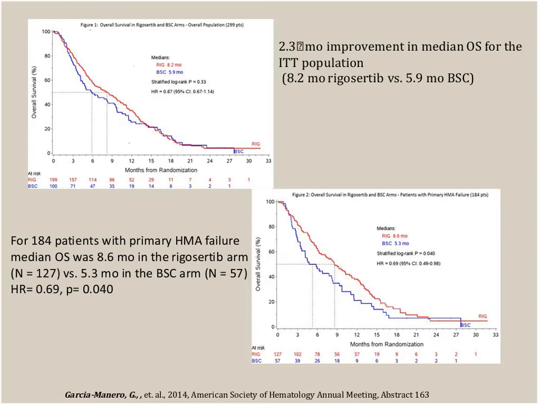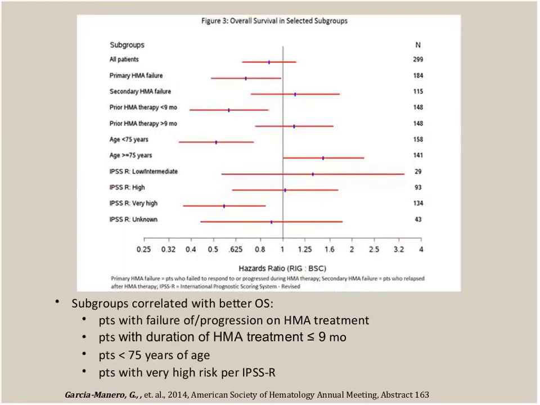Here you see the medians, and the curve separated for the first about 15 months, and then there was some crossing here at the latter tail of the study. The overall survival for patients who have primary HMA failure is shown in this panel here, where the overall median survival was 8.6 versus 5.3 months, and this was statistically significant with a hazard ratio of 0.69 and a p-value of 0.04. So this subgroup appeared to benefit with respect to survival.